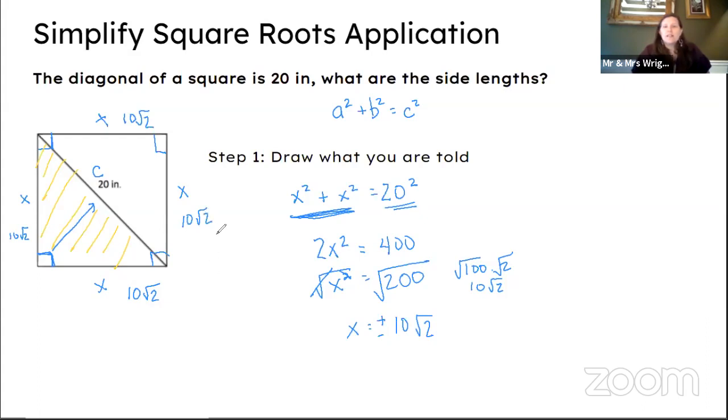Okay, so what are the side lengths? The side lengths are 10 square root 2, only the positive, because it's a unit of measure, because we're measuring the length of something. Okay, and you cannot forget our unit of measure right here, inches. That is your official answer, 10 square root of 2 inches.